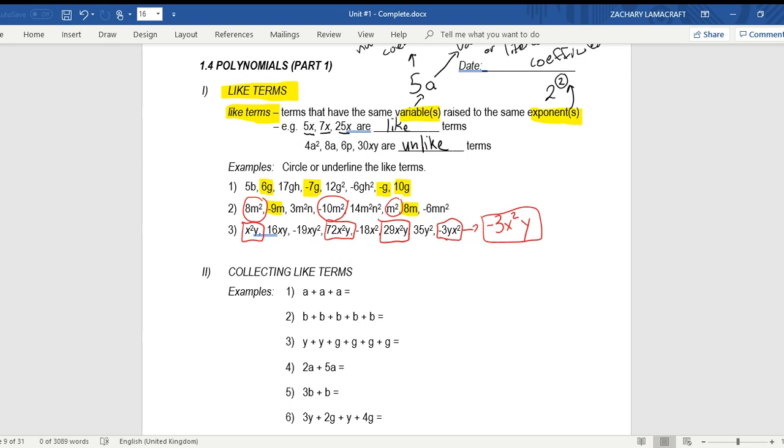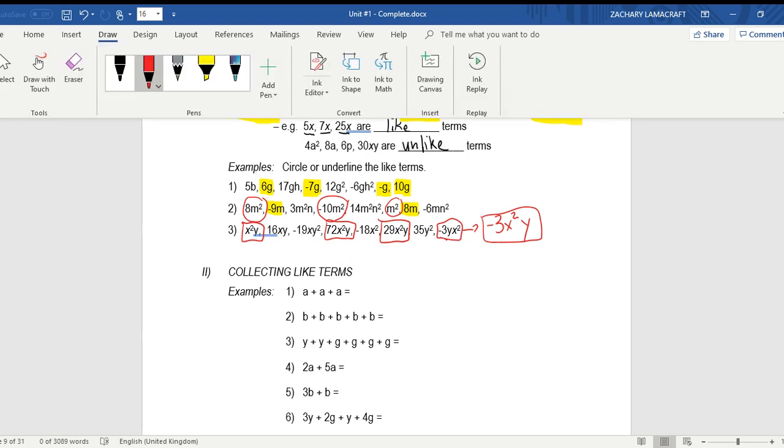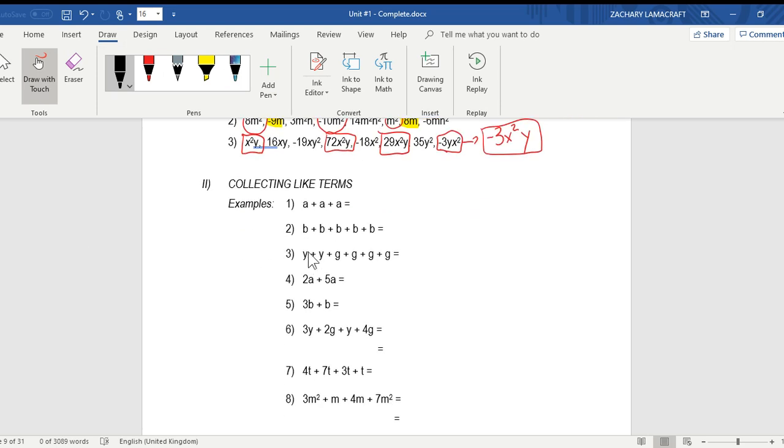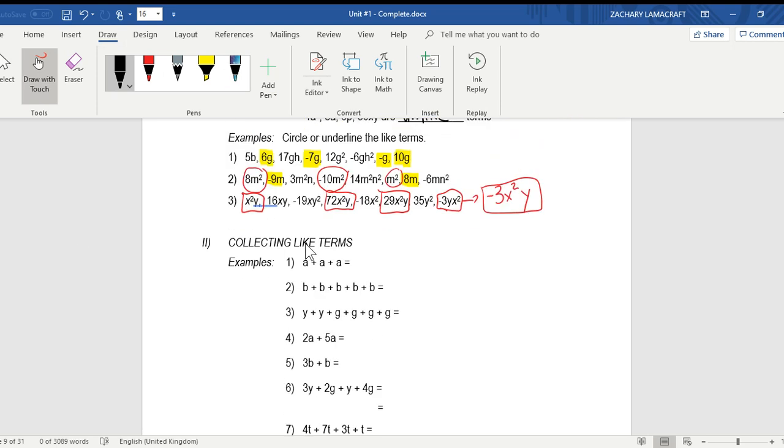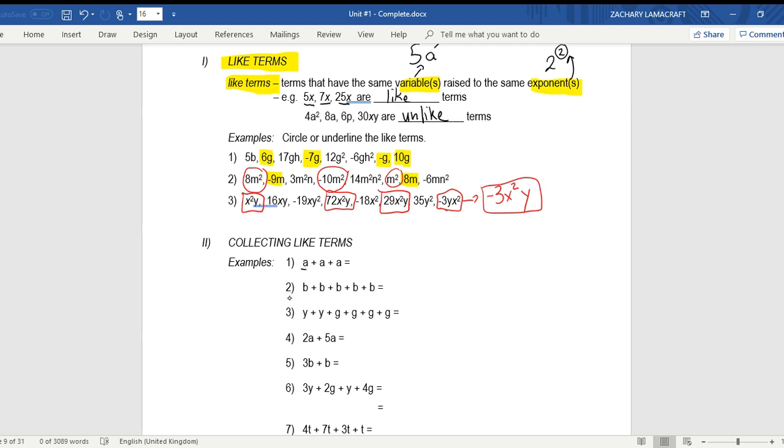So those would be your like terms. Now we deal with collecting like terms, and if we have multiple of them, we can just add them out, all right? And collecting like terms, once we do that, we'd write them all out and then collect them. So in this case, it's probably easier just by doing, we have a plus a plus a. That does not mean a to the power of 3. What that means is that we have 3 a's, so it would be 3a.